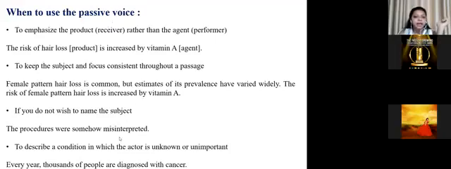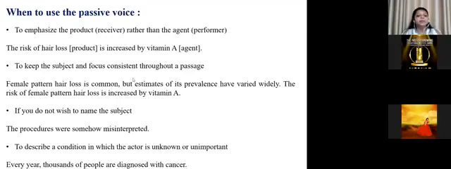Let's see. And also if you do not wish to name the subject, we can go for a passive construction. Let's see. The procedure was somehow misinterpreted. The procedures were somehow misinterpreted. So you don't necessarily say who misinterpreted. You can go for a passive construction.